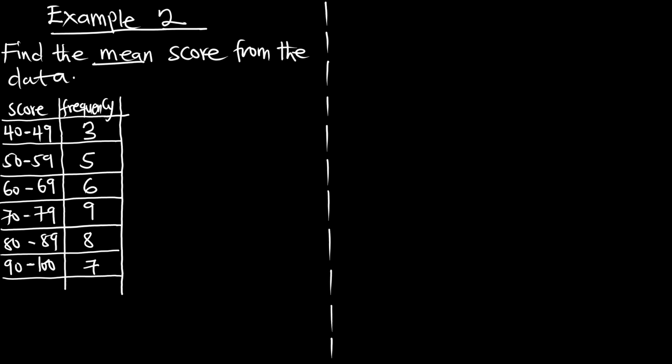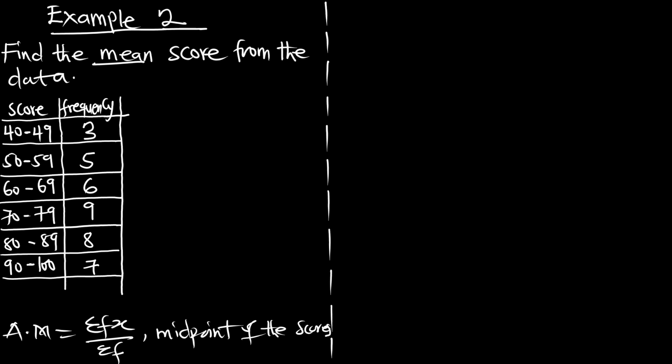So here we know that our arithmetic mean is summation of f of x on summation of f. So straight away we must get our x, and our x is going to be the midpoint of the score. So here we have from 40 to 49. So I'm going to use the same table and I'll add my x, and also I'll add my f of x so that it will be simple.